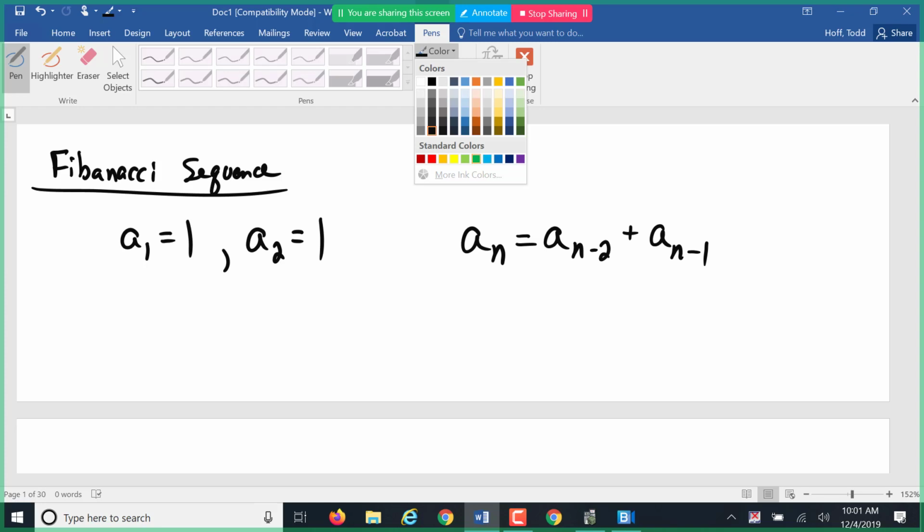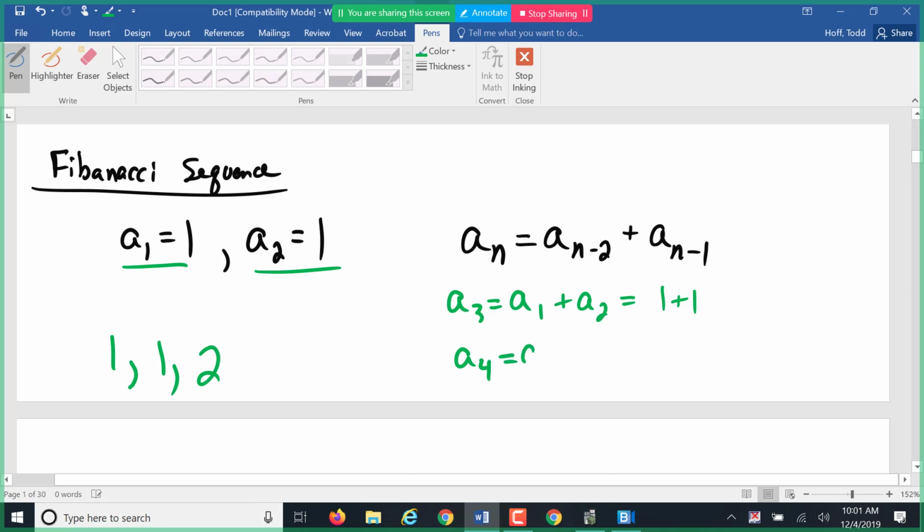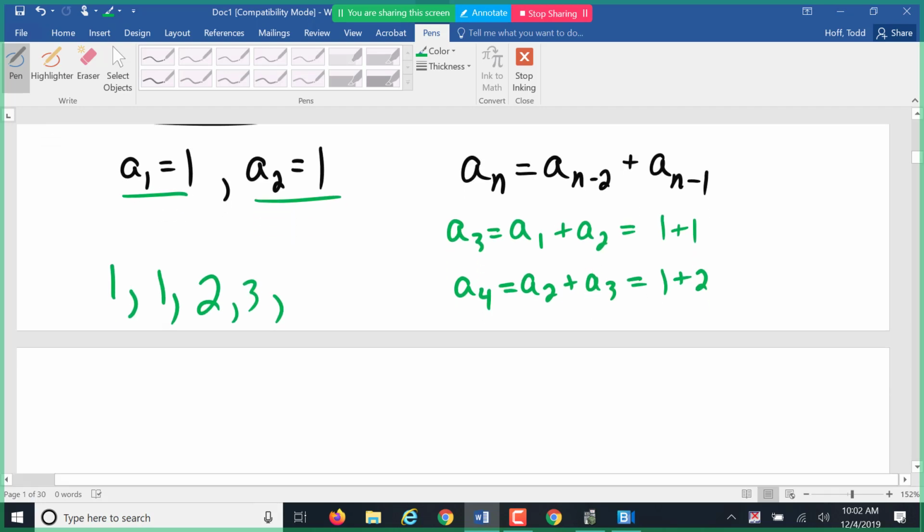What does that mean? Well, we have the first two terms in the series here, a1 and a2, which are 1 and 1. a3 is going to be a1 plus a2, so 1 plus 1. The third term is a 2. a4 is going to be a2 plus a3. Well, a2 was 1, a3 was 2, so that's going to be a 3. But a5 was going to be a3 plus a4. Well, a3 was 2 and a4 is 3. That gives us a 5.